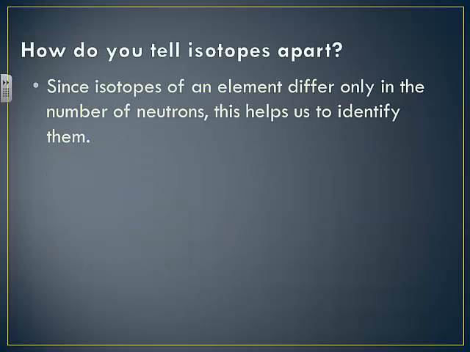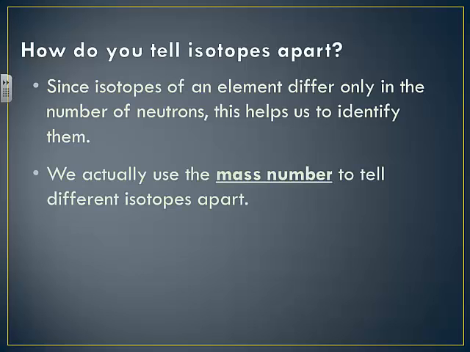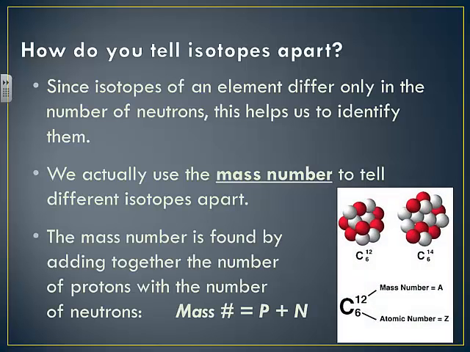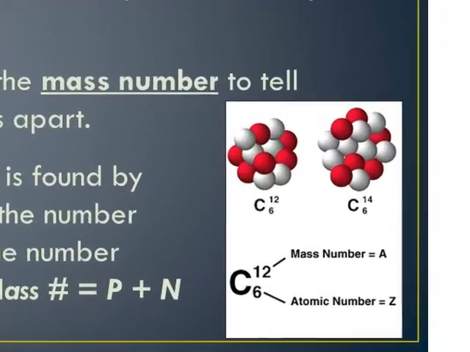Now we need to have a way to tell isotopes apart. Since isotopes of an element differ only in the number of neutrons, we can use that fact to help identify them. What we actually use is something known as the mass number. Those are used to tell the different isotopes apart. Different numbers of neutrons will make the nucleus have a different mass. The way we calculate the mass number is to find the number of protons and neutrons and add those together. That will give us the mass number.